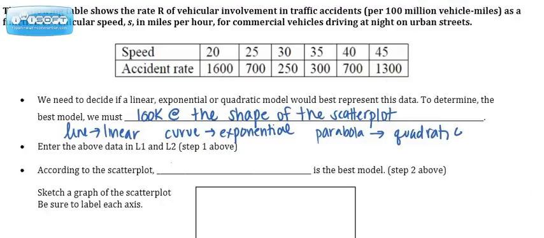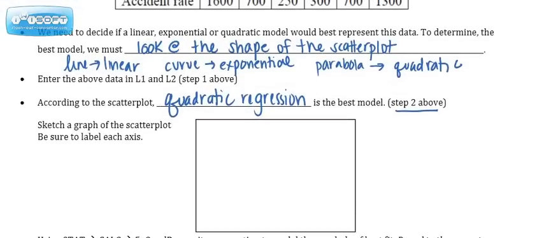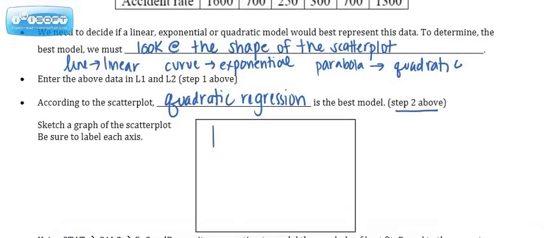So according to the scatter plot, we are going to use quadratic regression as the best model. For more detailed steps, see step 2 above. So now what I want you and your partner to do is sketch a graph of the scatter plot. Okay? Make sure you label each axis. Okay? So pause the video and sketch the scatter plot, and unpause it when you're ready.